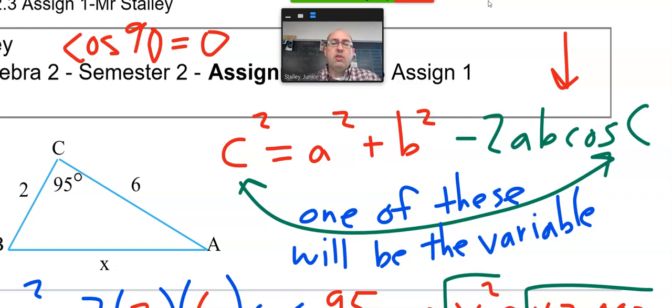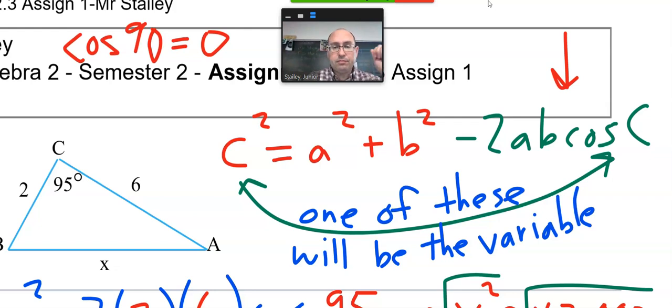We want to use the law of cosines as a last resort. If you have a right triangle, don't use the law of cosines. Use SOHCAHTOA. If you've got a known angle and a known opposite side, use the law of sines. This is for when those two plans fail. This is your backup plan.